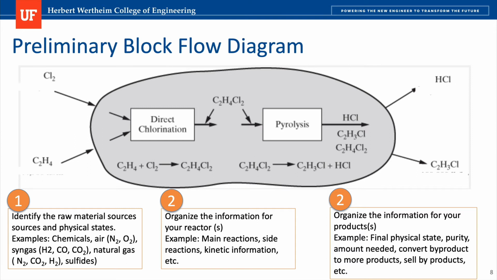Once again, final physical states, the purity, the amount needed, particularly of the desired product. Convert any byproduct to more products if you can. The target is to produce the desired products. If you have a byproduct, try to find ways, instead of disposing of it, to actually convert it into more product, because that's the target of your project. And if you can, sell all products or byproducts if you cannot mitigate them or treat them.